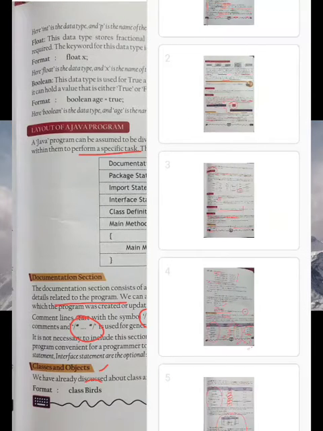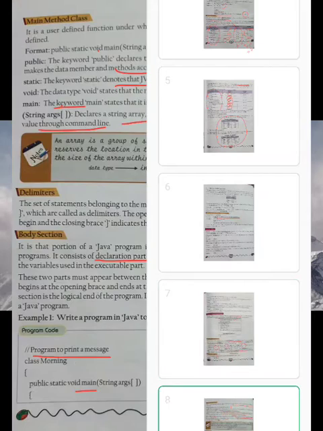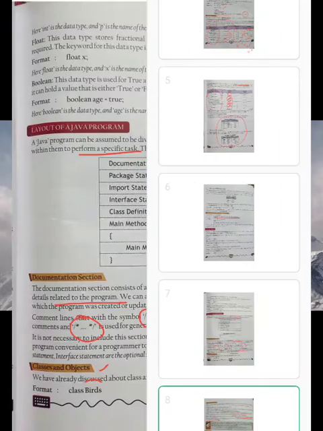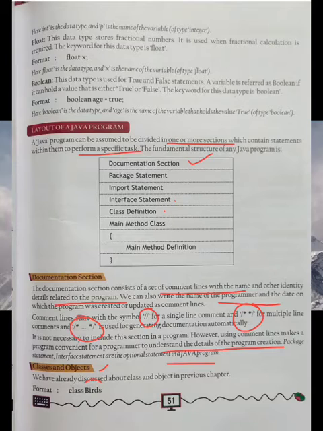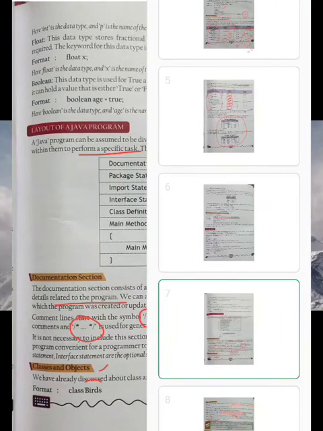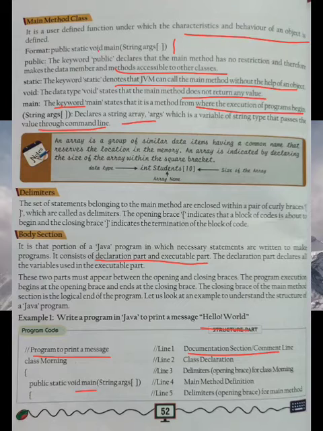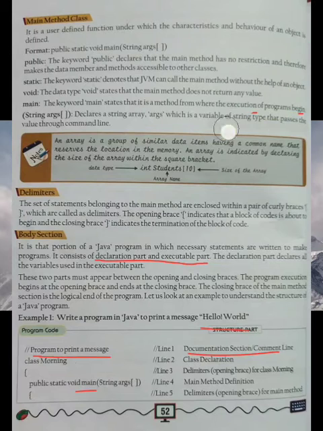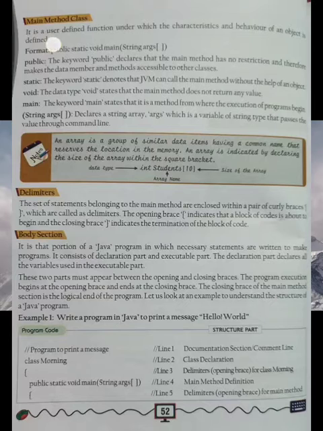Now we will move to the next part, that is the main method class. After this class definition, we move to the main method class. Let's see the main method class. The main method class is a user defined function under which the characteristics and behavior of an object are defined.